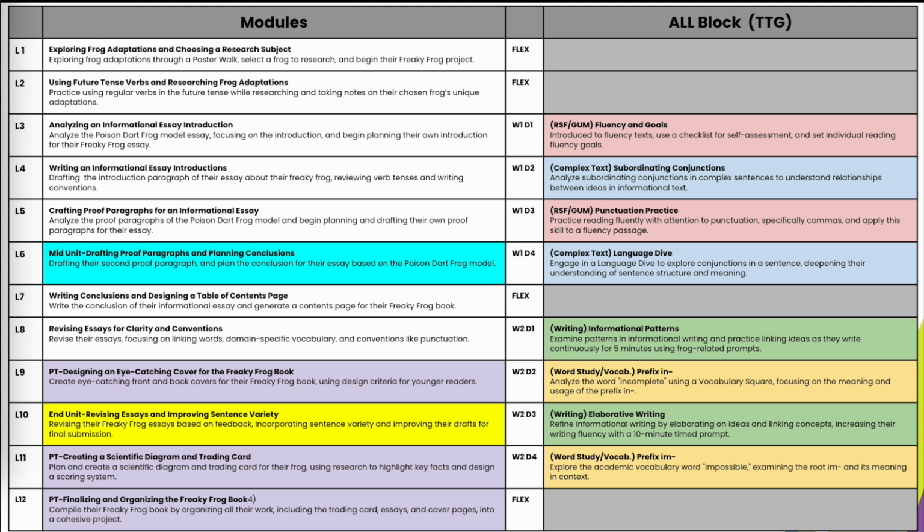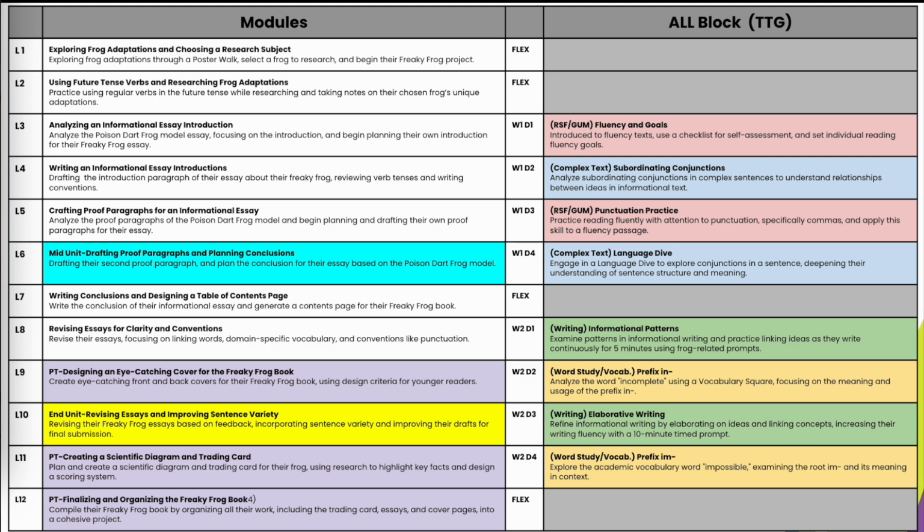As they gather information, students move into planning their writing in Lesson 3, starting with crafting their introductions. They think carefully about focus statements and how to share details that will make their writing clear and interesting. Once the introductions are planned, they draft them in Lesson 4 and begin building the body of their essays in Lesson 5 with the proof paragraphs, where they present the evidence and facts they've researched.